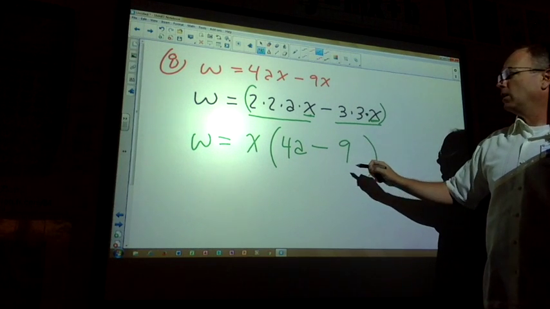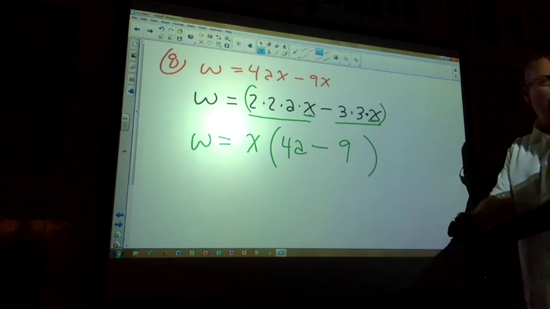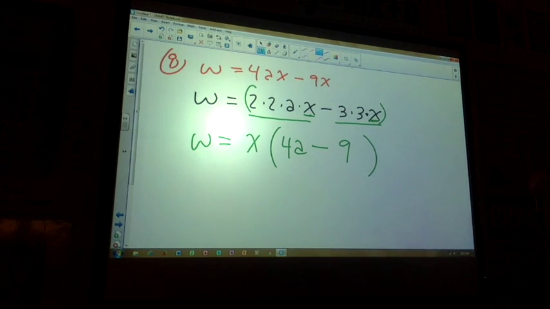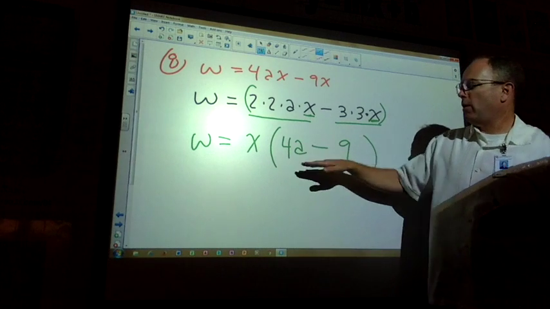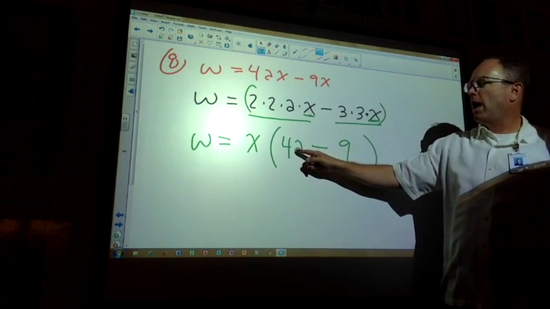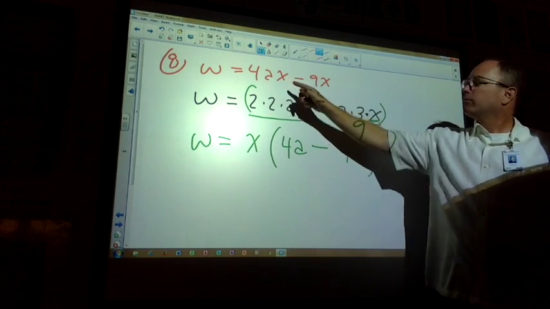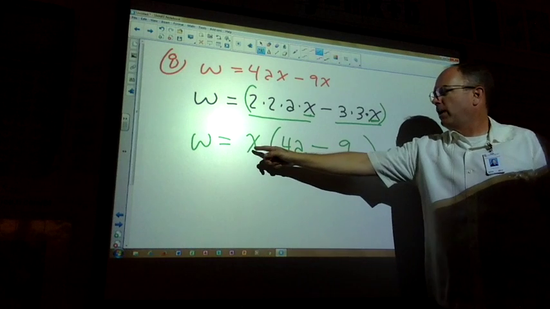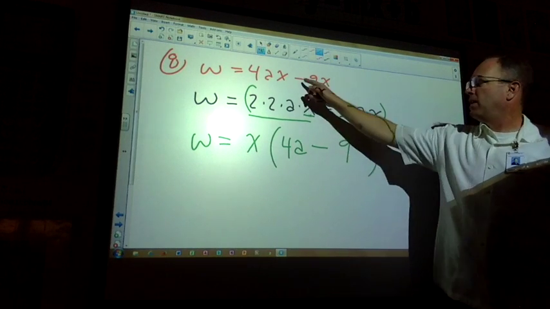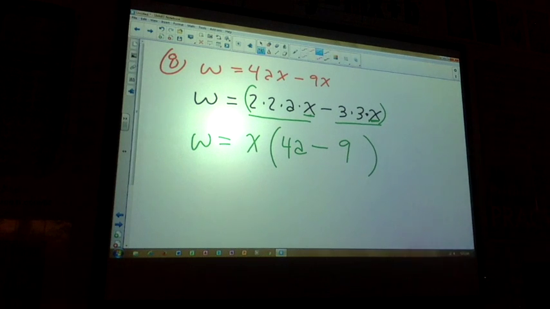9. Wait, so the x goes away when you distribute it? It's not going away. You're pulling it out front. So watch when I distribute. If I were to go from this step back to this step, I'd go x times 4a. x times 4a is 4ax, right? Yeah. Minus 9. So if I go x times negative 9, I get negative 9x. So I just kind of undid distributing.